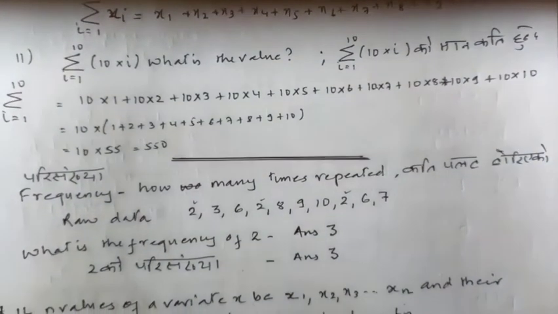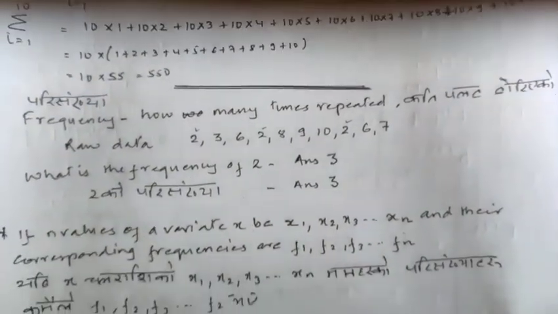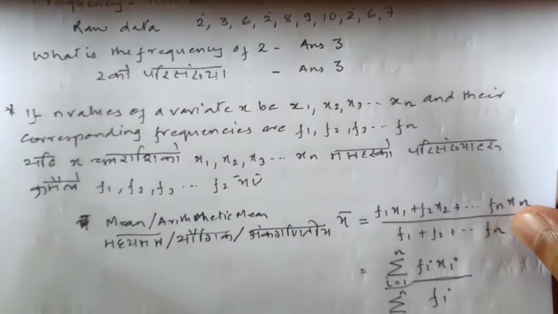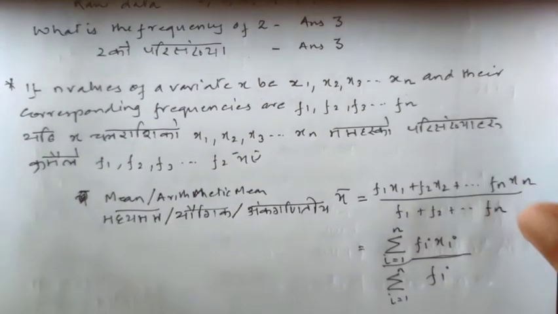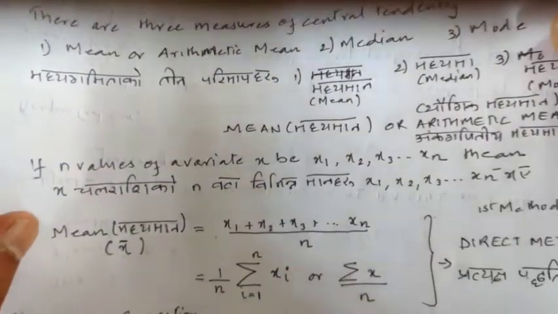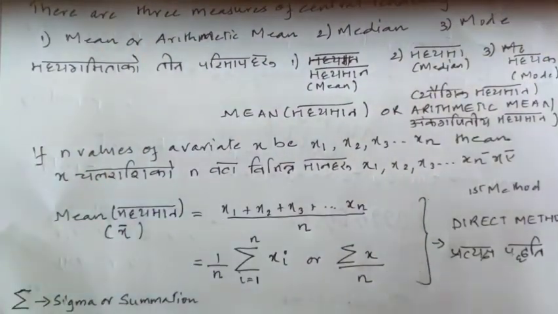Okay, so now when there is a frequency, your formula becomes a little different. Let's go till, I think this is the best place. See, when we did not have frequency, our formula was very simple: summation x by n, or 1 by n, summation i equals 1 till n of xi. We did not have frequency. This method is called direct method. But when we have frequency, things are quite different.